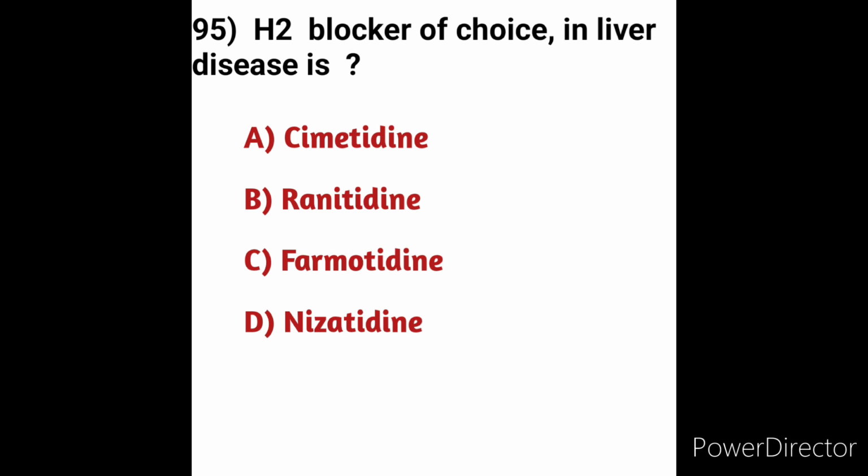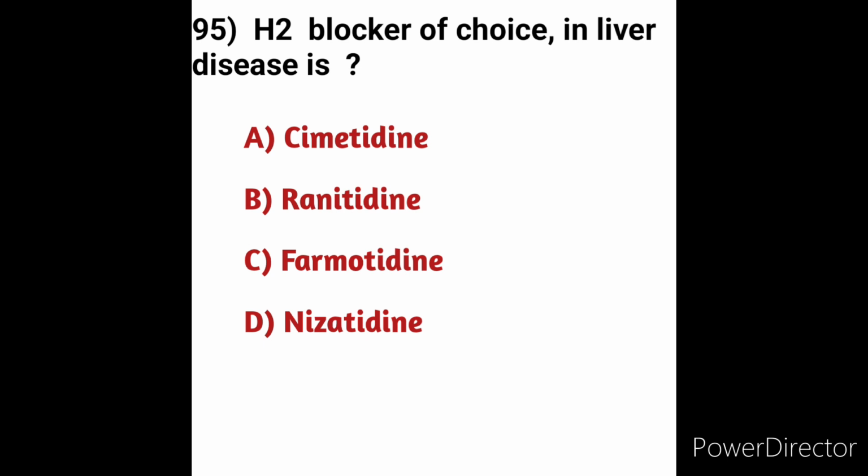Cimetidine is one of the H2 blockers used to prevent and treat symptoms of heartburn associated with acid indigestion. So here option A is not applicable. Next, what is ranitidine? Ranitidine is an H2 blocker that prevents heartburn and more serious ulcers in the stomach. So this one is also not applicable. Option C, famotidine, is also one of the H2 blockers that prevent heartburn and more serious ulcers in the stomach. So this one is also not applicable. So here option D is accepted, meaning the H2 blocker of choice in liver disease is nizatidine.